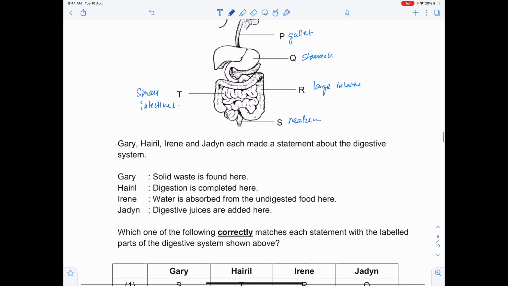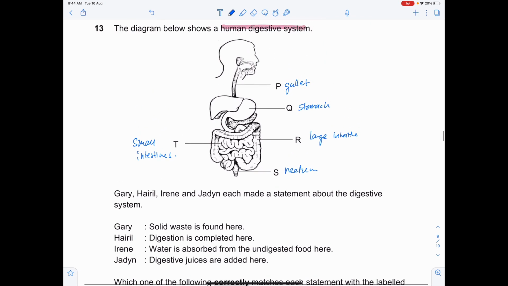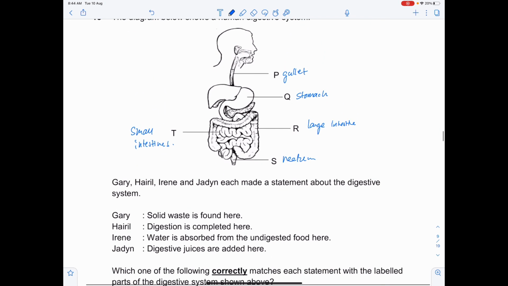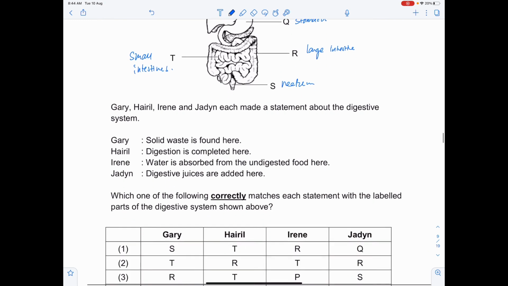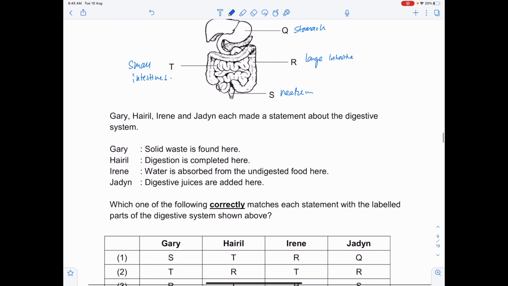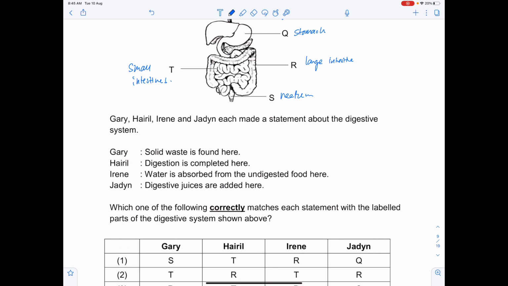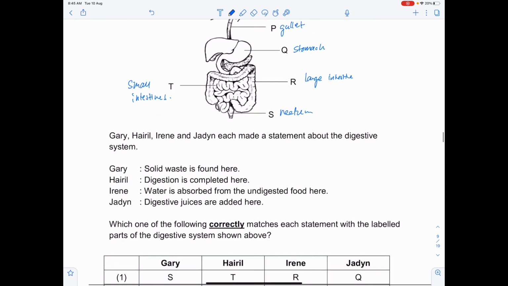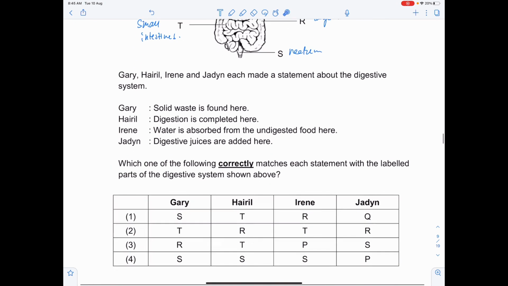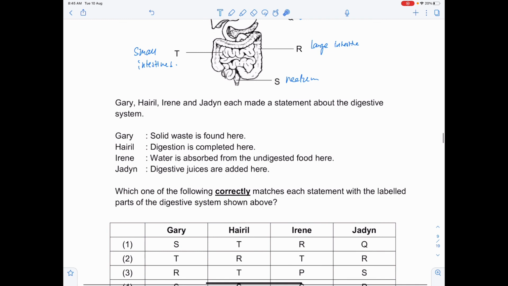So it states that solid waste is found here. So your rectum is in charge of storing solid waste. So in this case, S will be for Gary.